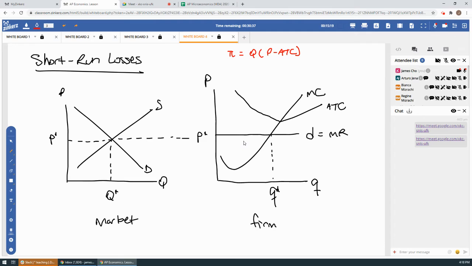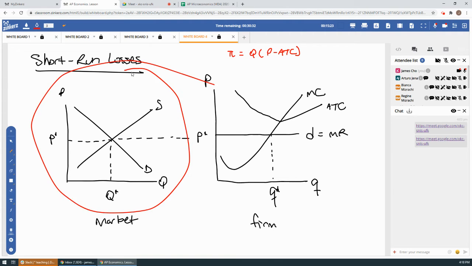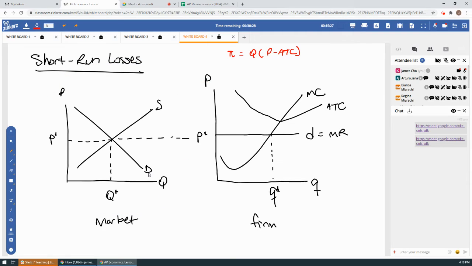Well, as other firms start to exit the industry, how does that affect my market here? It shifts to the left. What shifts to the left? The suppliers. Good. Why? What was the determinant? Because there's less sellers. Good. A decrease in the number of sellers. So because some firms decided to leave the market, that's going to cause my supply curve to shift to the left, which means my price increases.